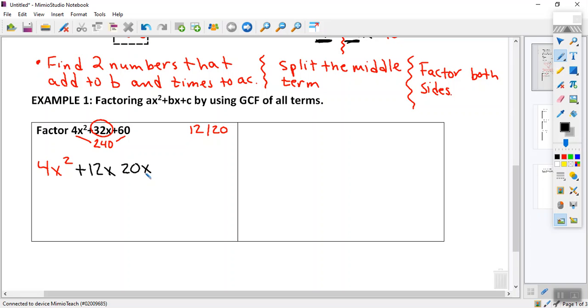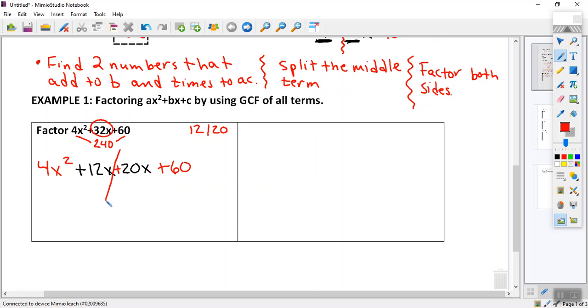Now what's still hanging out here on the end, kids? Plus 60, right? Oh, shoot, there it is. Okay. So we found those two values, 12 and 20. What do you want to do now? Split this. I forgot to put a plus sign in here, didn't I, guys? There should be a plus 20x, is that right?